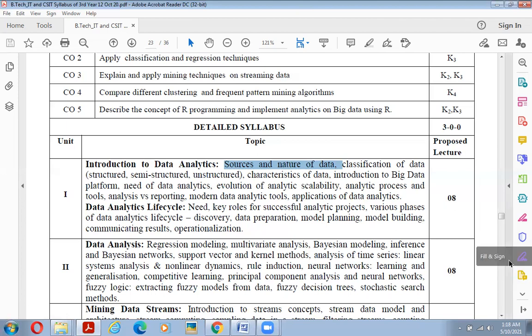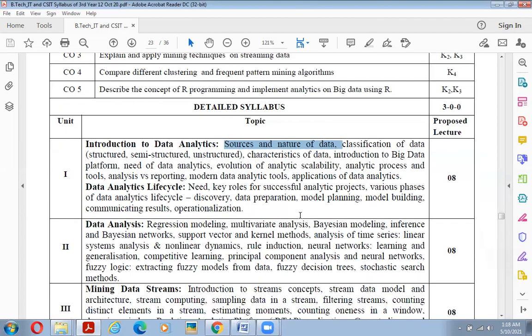In analytics, we understand the key roles for successful analytic projects and the various phases of the data analytics life cycle: discovery, data preparation, model planning, model building, communicating results, and operationalization.